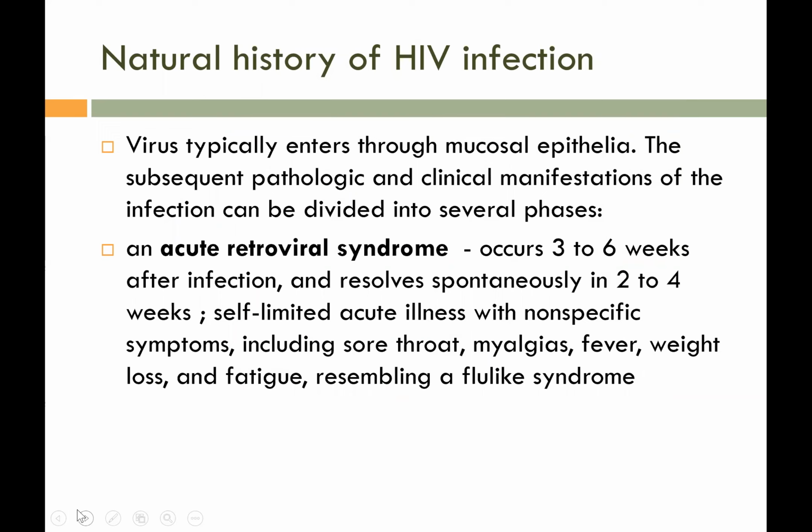So let us now go to the different phases of HIV infection. The first one is what you call the acute retroviral syndrome. It is characterized by infection of your CD4 T cells, which express your CCR5 in the mucosal lymphoid tissues, and death of many infected cells.